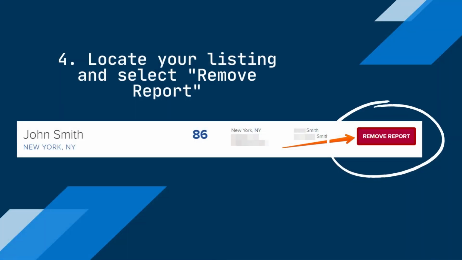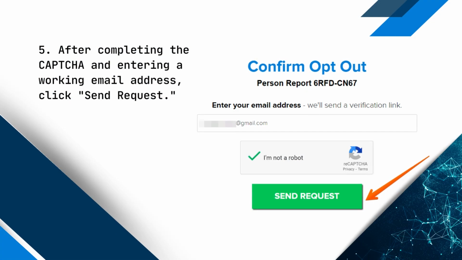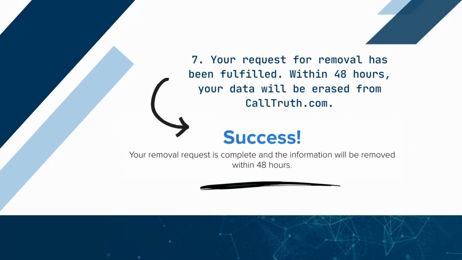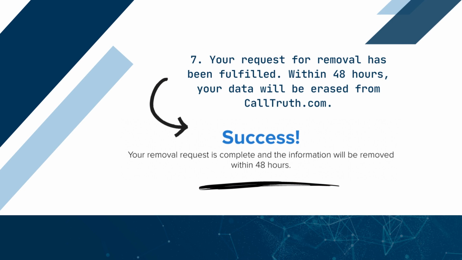After that, locate your listing and select remove report. Next, after completing the CAPTCHA and entering a working email address, click send request. Step 6, you should have an email from CallTruth.com in your inbox. Select remove data from the menu. Lastly, your request for removal has been fulfilled.